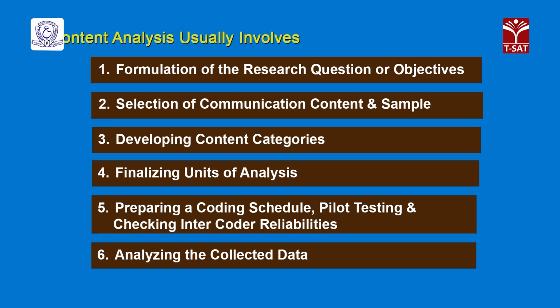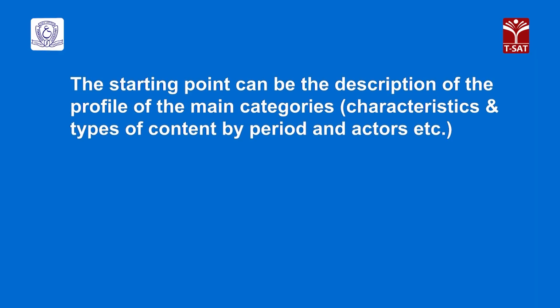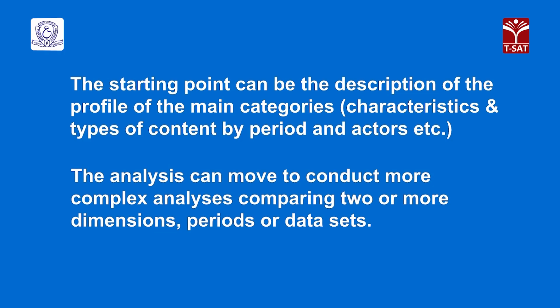How should the data be analyzed? The defined research problem gives direction to data analysis, the patterns to be examined and the relationships to be explored. As in the case of analysis of survey data, the starting point can be the description of the profile of the main categories, such as, for example, characteristics and types of content by period, actors and so on. Later, the analysis can move to more complex analysis comparing 2 or more dimensions, periods or data sets.